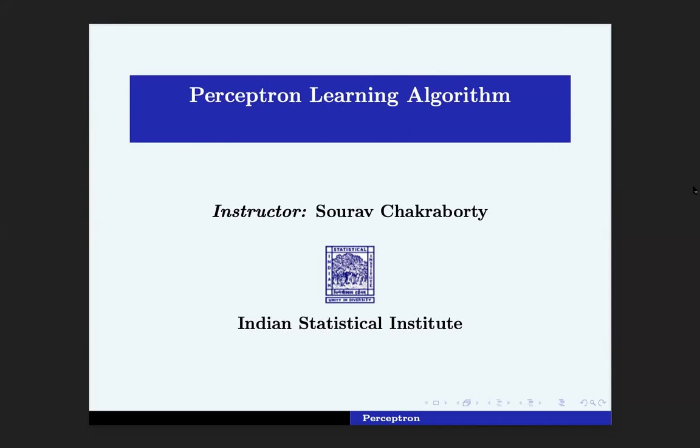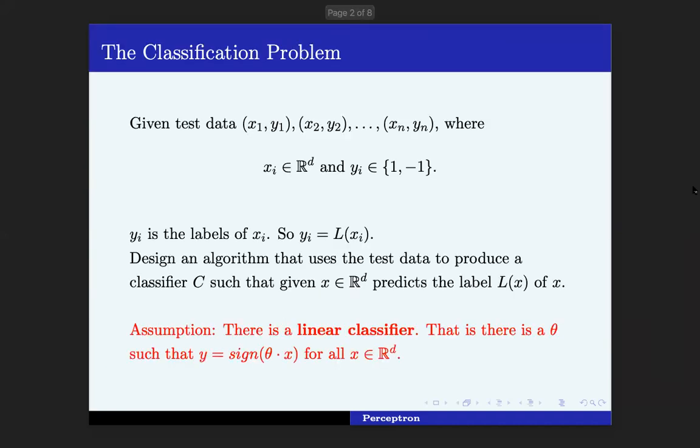Okay, good. So let me quickly go over this just to ensure that everybody is with me. You have a set of data points of the form x1, y1, x2, y2, and so on. The xi's are basically points in d-dimensional space, and the yi's are the labels, either +1 or -1. So yi is the label of xi.